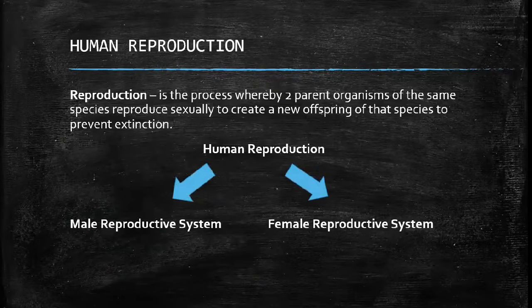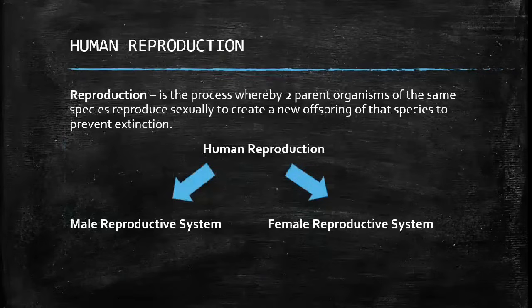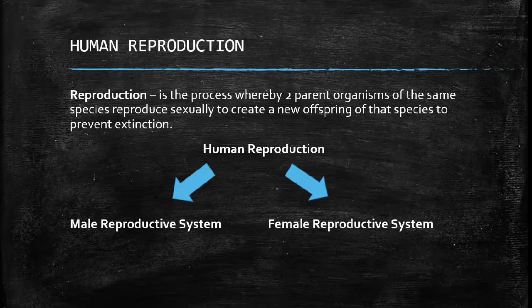Now, you need to understand, as I've discussed on my lesson plan, what is human reproduction. This is a process whereby two parent organisms of the same species reproduce sexually to create a new offspring or baby or a living organism of that species to prevent extinction. What is extinction? It is the total disappearance of a particular species.